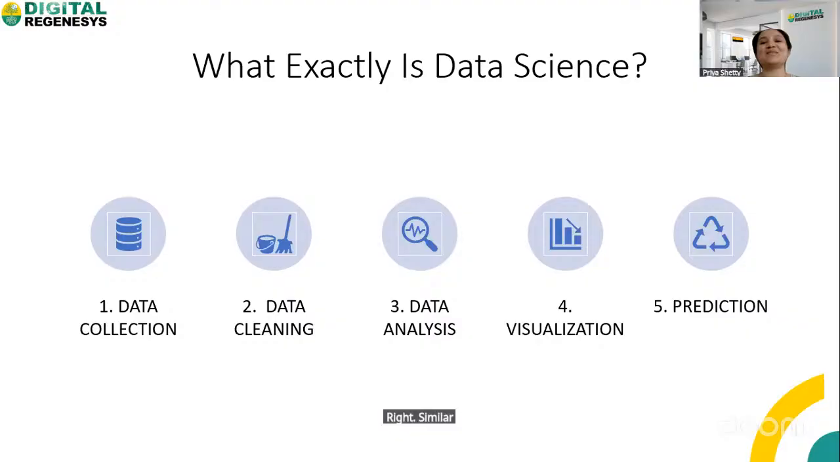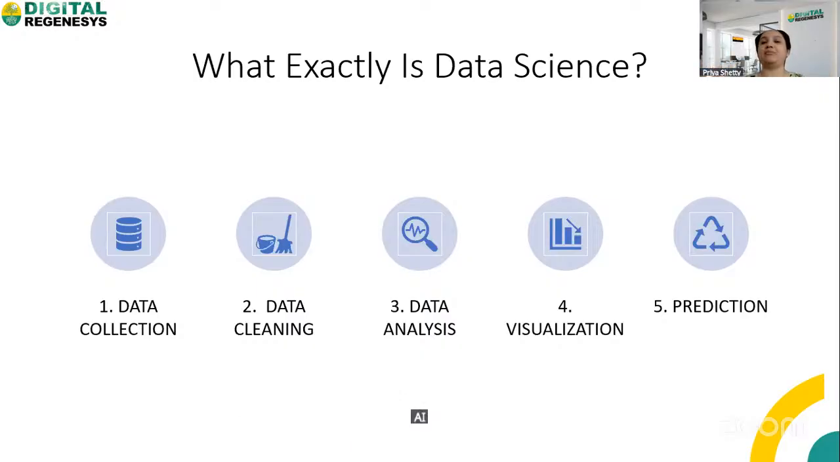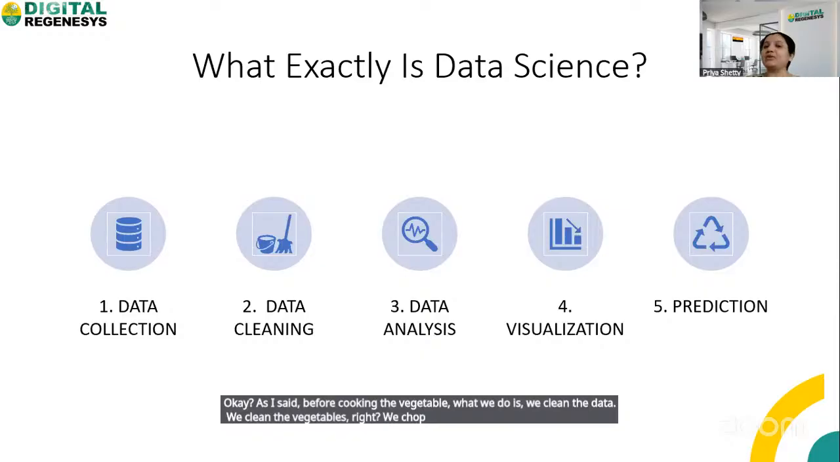Similarly, in data science also, we do this thing. Not necessary that whatever data you have got, you will be using all of it to prepare an AI or ML model, or to analyze the data. Maybe not all is required. So you focus on the required data. As I said, before cooking the vegetable, we clean the vegetable, chop them according to my requirement, and then you start cooking it.